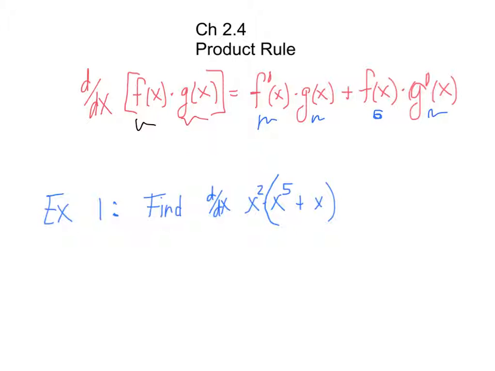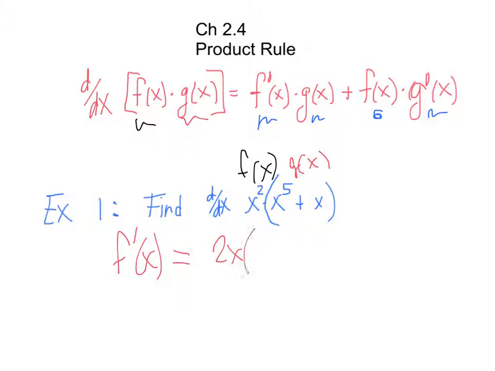So let's just look at it. First of all, I'm going to identify x squared as f of x, okay? And then x to the fifth plus x, that's g of x. So now we have our two quantities, and we're just going to follow the rule. First, you take the derivative of f, which is 2x. We'll multiply it by the original of x to the fifth plus x.